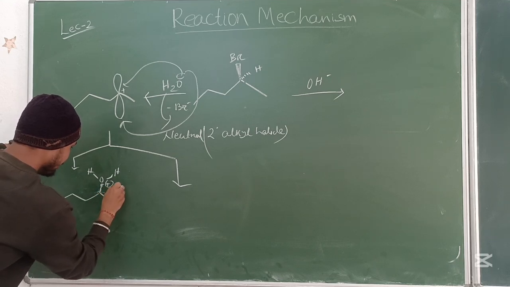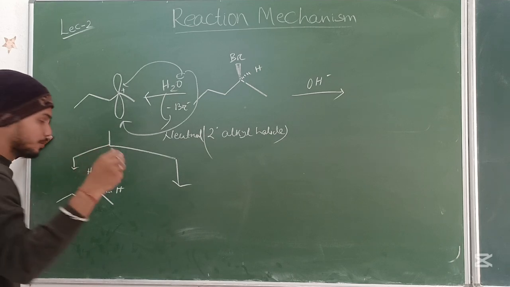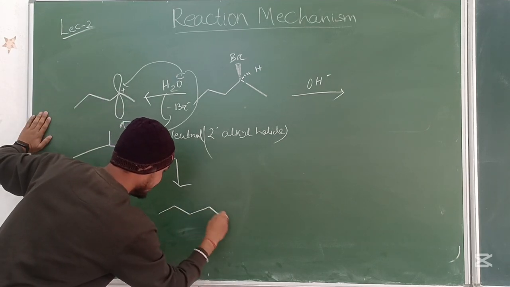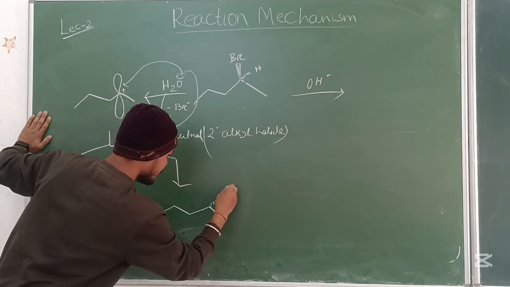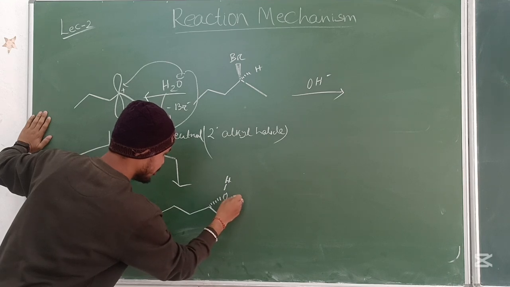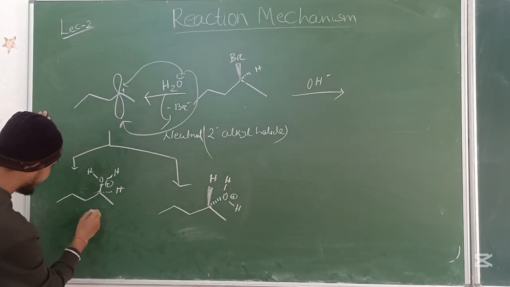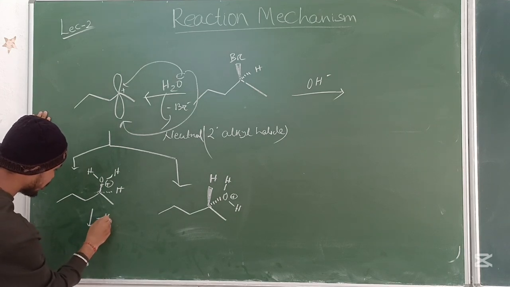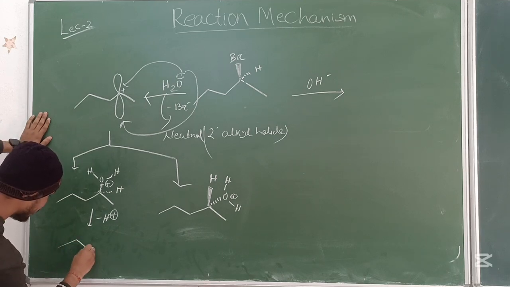This is the retention product. And if you attack from below the side, then it is the inversion product. That means this is the end product. And in the last step, the deprotonation will occur. The H plus will be removed.